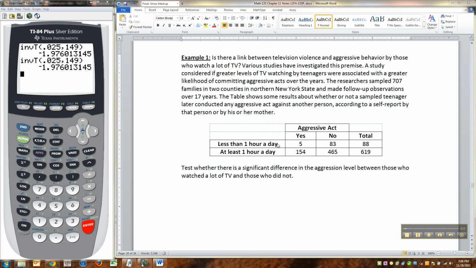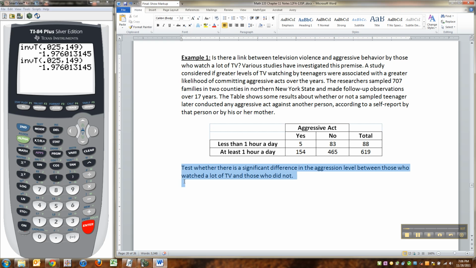Here we've got, is there a link between television violence and aggressive behavior by those who watch a lot of TV? Various studies have indicated this premise, etc. I'm not going to read it to you; you read it to yourself. But the pièce de résistance here is that we have to test whether there's a significant difference in aggression level between those who watch a lot of TV and those who did not. Let me go write up my few steps. I'll be right back.